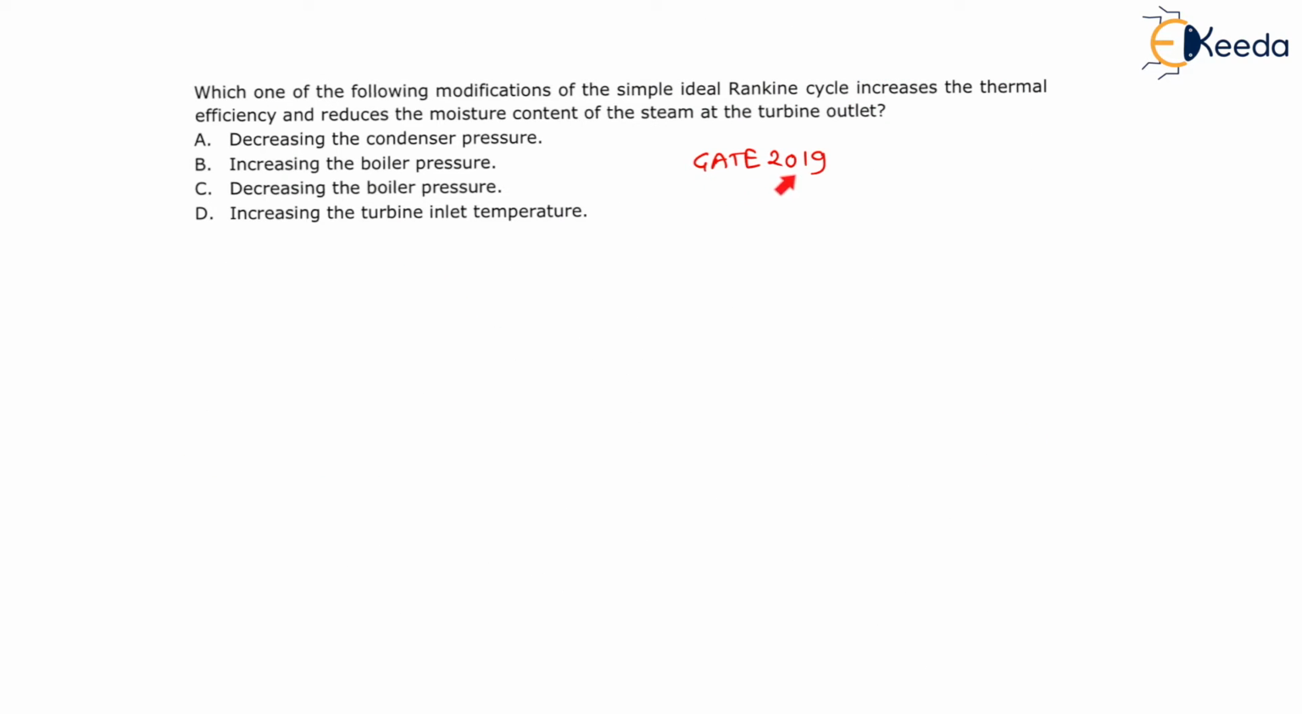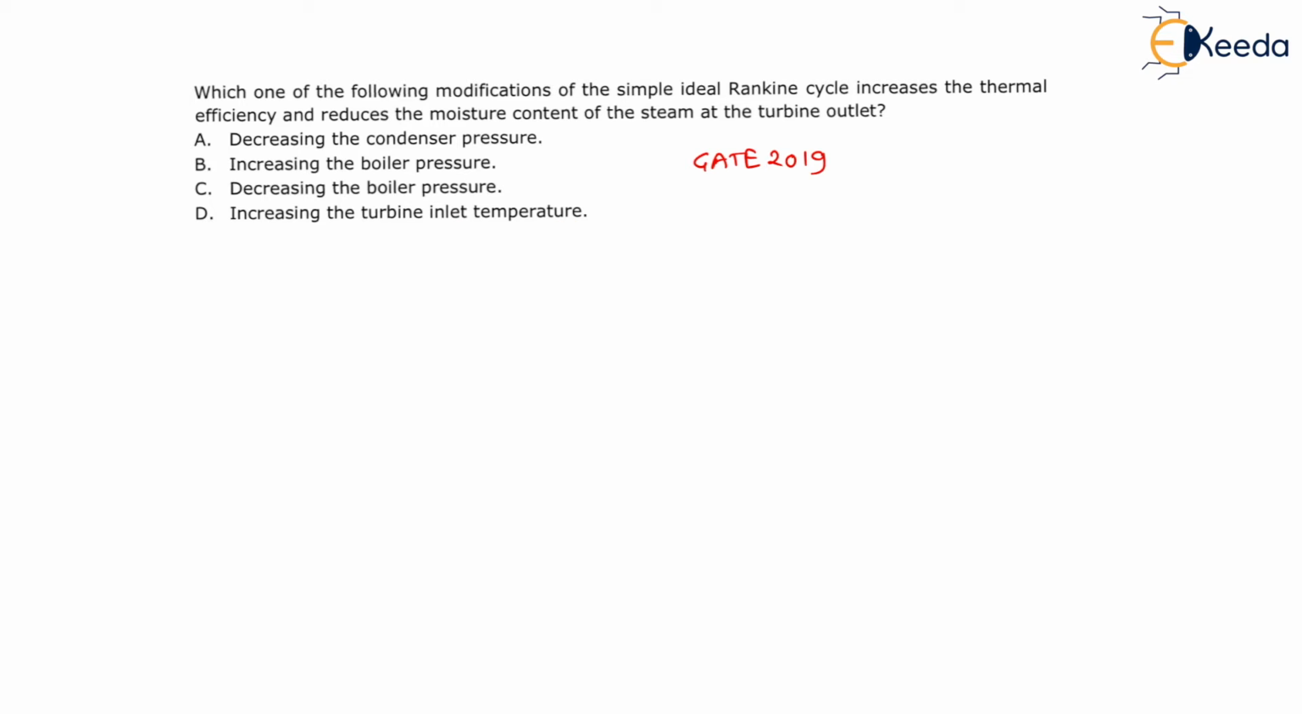Again in GATE 2019 there was one more question in set 2. Previous question was in set 1 and this question was from set 2. Now they have asked the question on Rankine cycle. The question is, which one of the following modifications for a simple Rankine cycle increases the thermal efficiency and reduces moisture content of steam at turbine outlet? They have given: decrease the condenser pressure, increase the boiler pressure, decrease the boiler pressure, and increase the turbine inlet temperature.